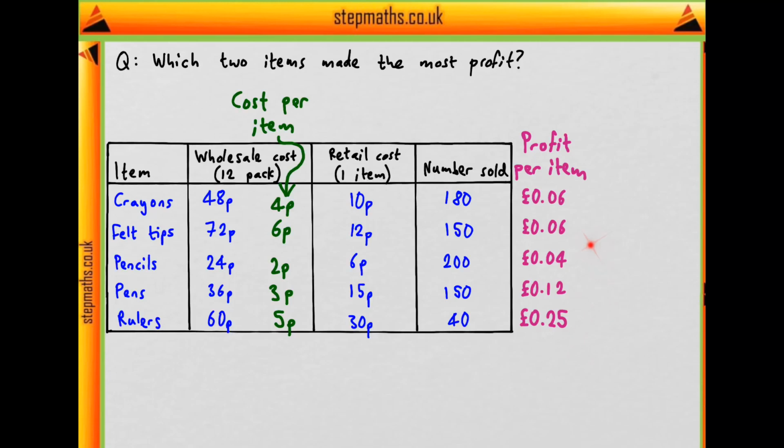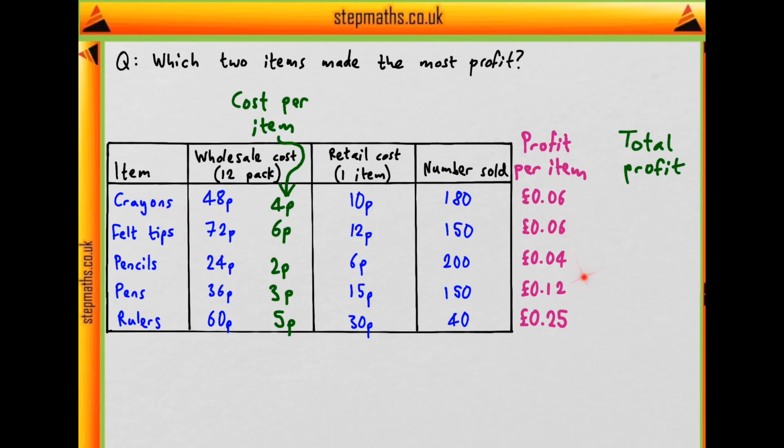And I've changed it to pounds notation because we're going to have to multiply it by some rather large numbers, and so this just helps it avoid working in thousands. So given the profit per item and the number of items sold, it makes sense to now work out the total profit for each type of item.